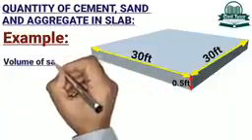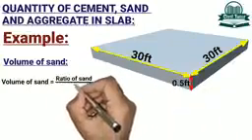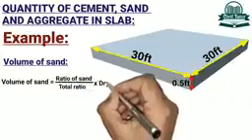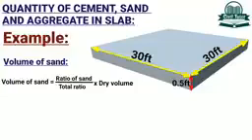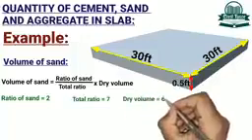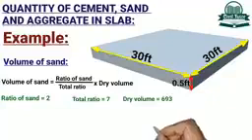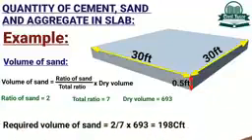Now the volume of sand is calculated by using the formula ratio of sand divided by total ratio times dry volume of slab. While the ratio of sand is 2, the total ratio is 7 and the dry volume of slab is 693 cubic feet. So on substituting these values, we will get the required volume of sand equal to 198 cubic feet.